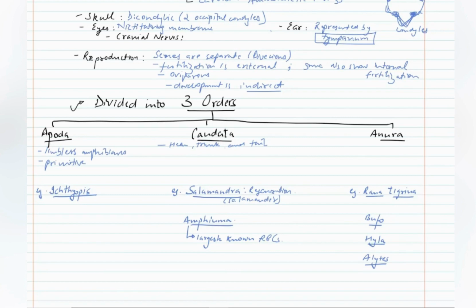Next, we have order Anura. These are frog-like amphibians. We have Rana tigrina, which is known as Indian bullfrog. Bufo is also known as toad. Some toads are poisonous. Hyla is known as tree frog, and Alytes is known as midwife toad.